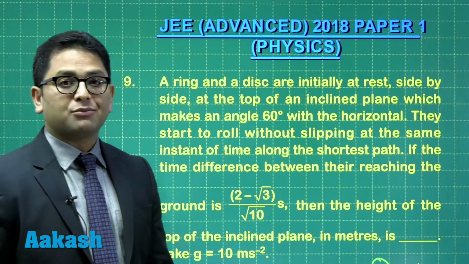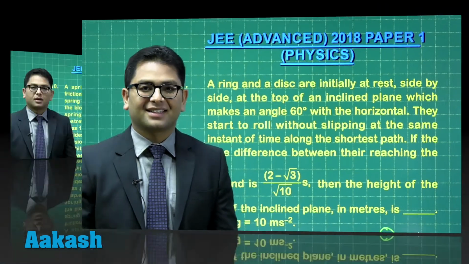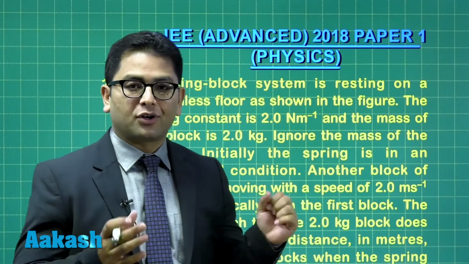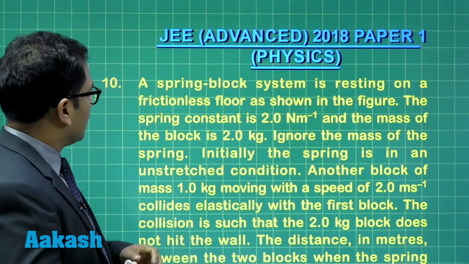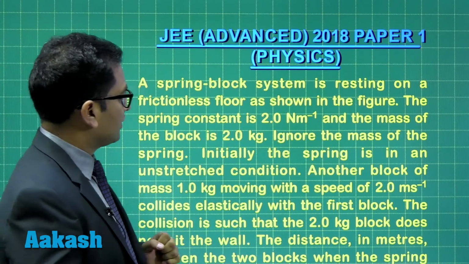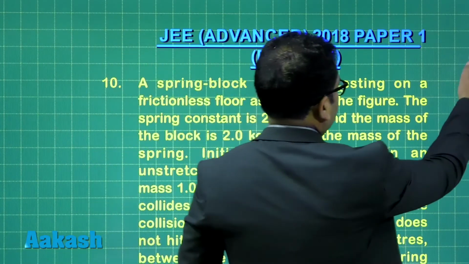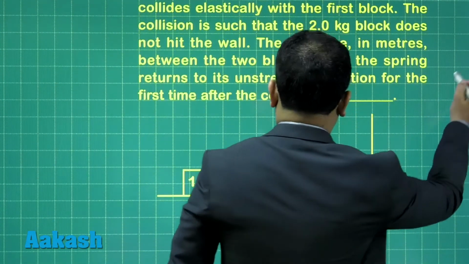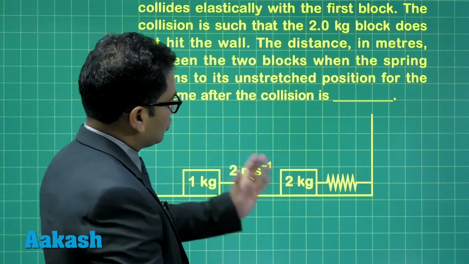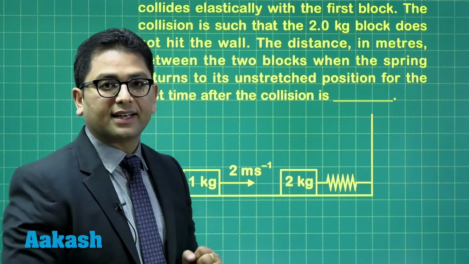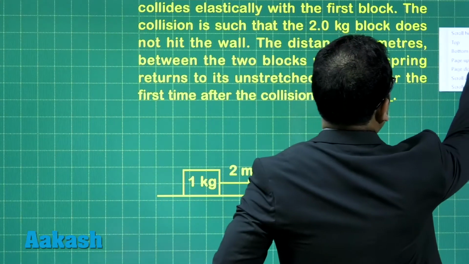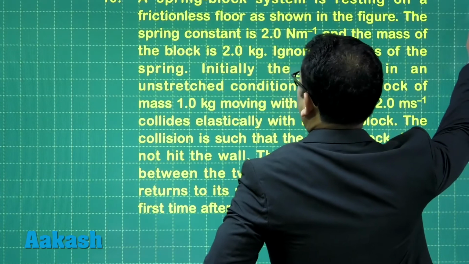All right, time to move to question number 10. Another straightforward question from simple harmonic motion. A spring block system is resting on a frictionless floor as shown in the figure. Let me show you the figure then. That's very required. So here is the given situation: 1 kg block, 2 kg block, spring is there. Just remember this figure. I need to scroll up. So here it's something like this.